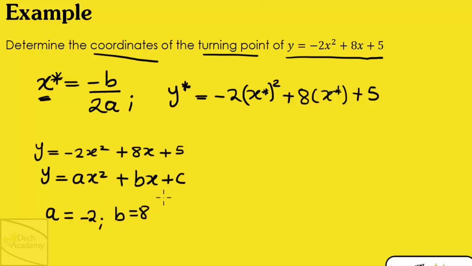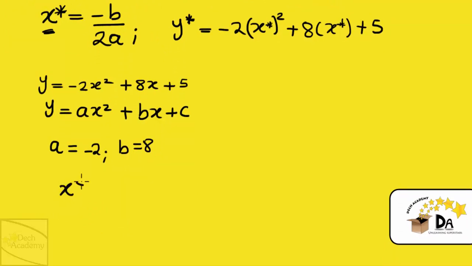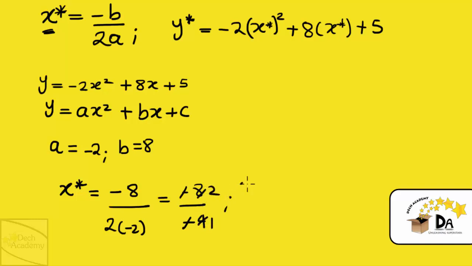Therefore, x asterisk, which is the x coordinate at the turning point, is given by minus b over 2a, minus 8 over 2 times a, minus 2, which is minus 8 divided by 2 times minus 2, so minus 4. Minus cancels minus, 4 here 1, 4 here 2. Therefore, the x coordinate of the turning point is 2. So for our coordinates, we know the x coordinate is 2.